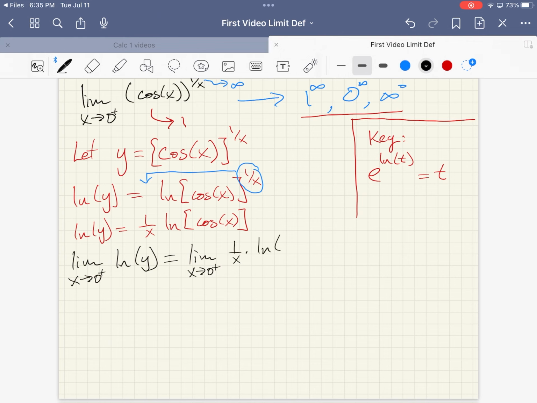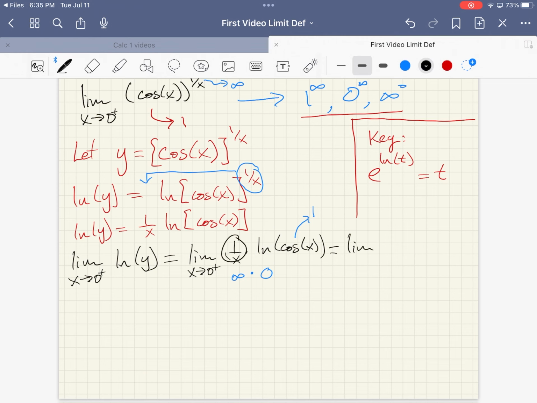Now, note on the right side here that as x approaches 0 from the right, this is infinity times, now again note that cosine is going to approach 1, and natural log of something really close to 1 is really close to 0. So this is not quite L'Hopital's form, but we can easily make it into L'Hopital's form by switching this function here.